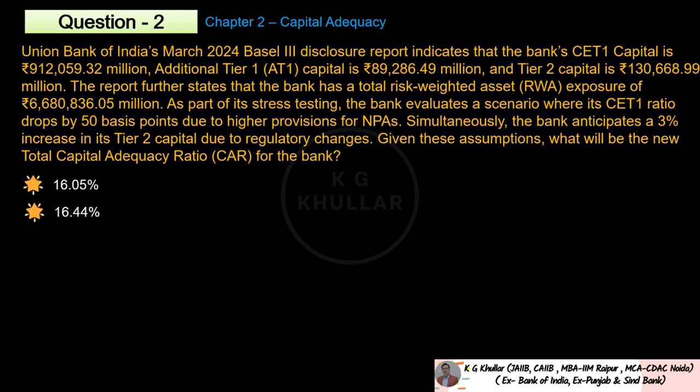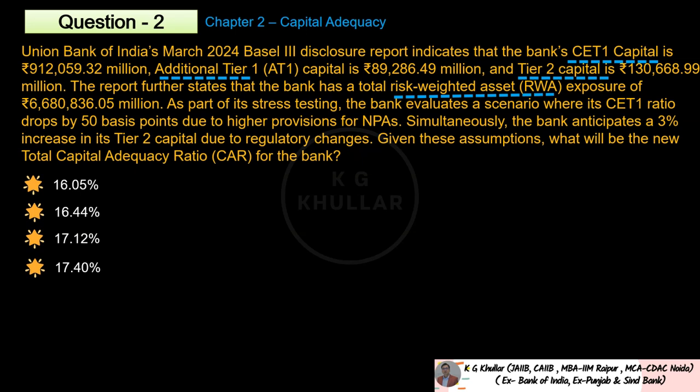And these options are given to you. Now friends, this is a very good conceptual case scenario with some twists. So let's first analyze this question. We are given CET1 capital, additional tier 1 capital, tier 2 capital, and finally risk-weighted assets for Union Bank of India for the year ending March 2024.